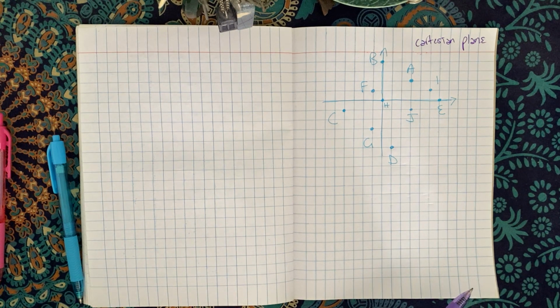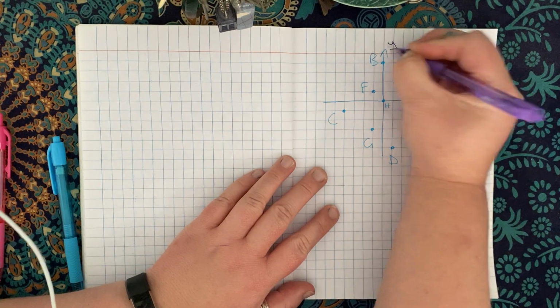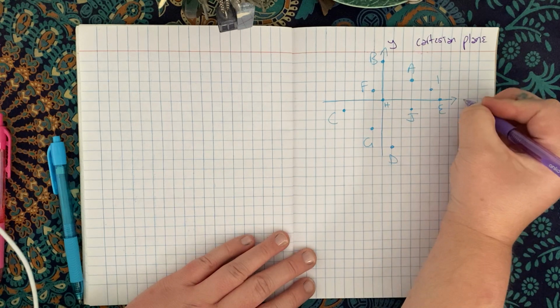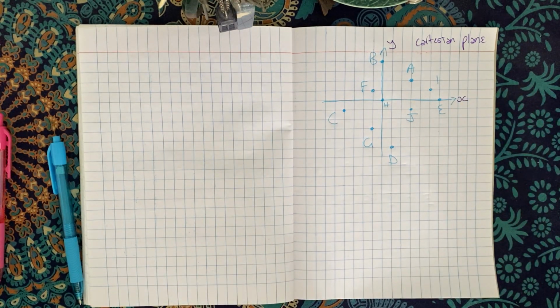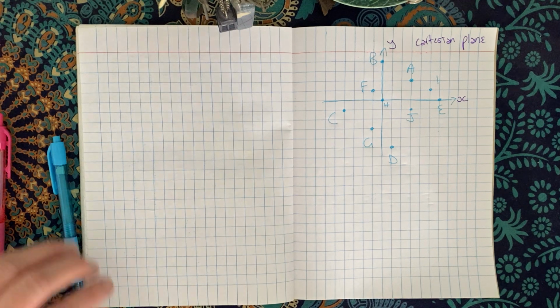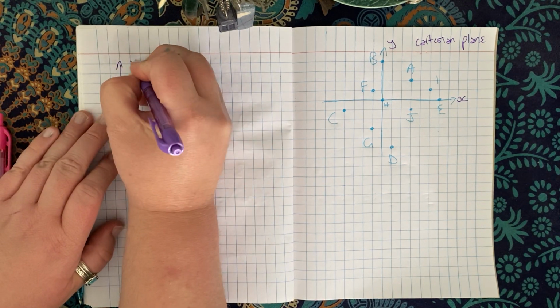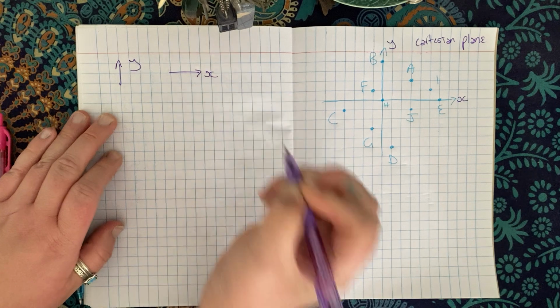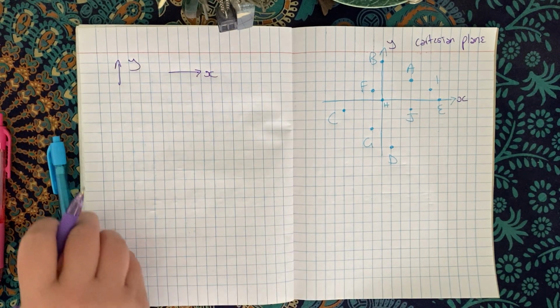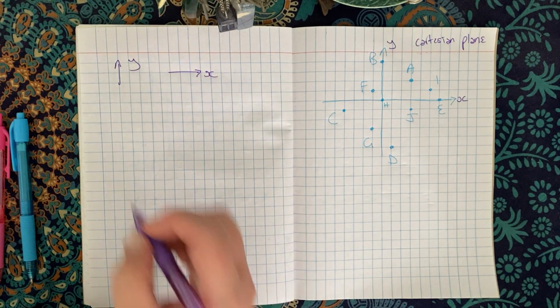So, do we remember which one is X and which one is Y? Remember the little saying, Y to the sky? So that means the vertical axis is Y and the horizontal axis is X. So hopefully that will help us remember which is which. Y, X. Now, do you remember when we write a set of coordinates, which letter comes first?